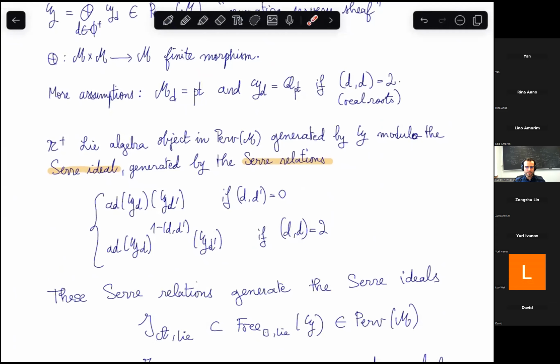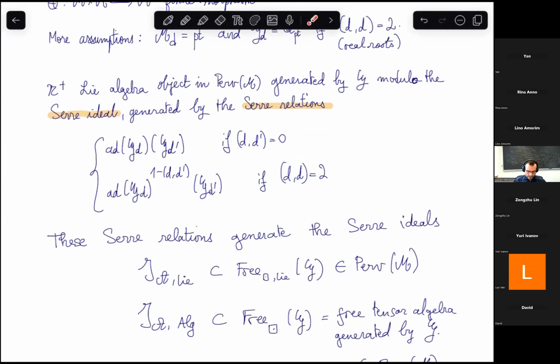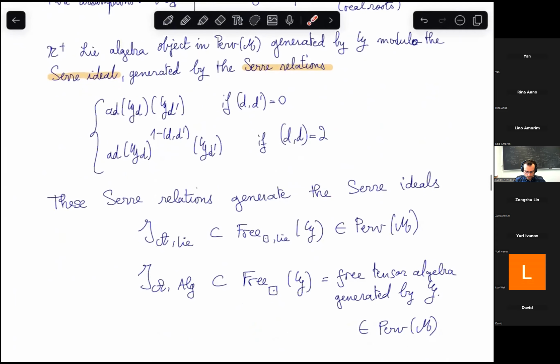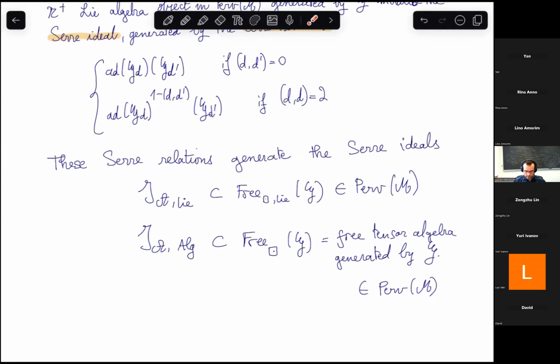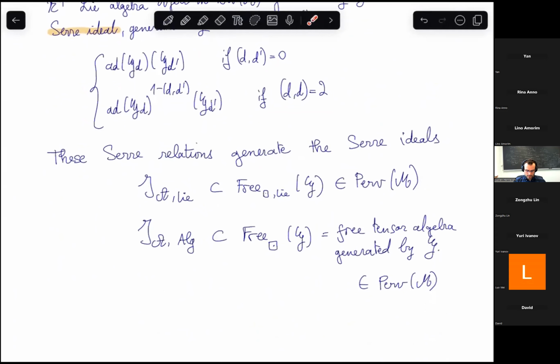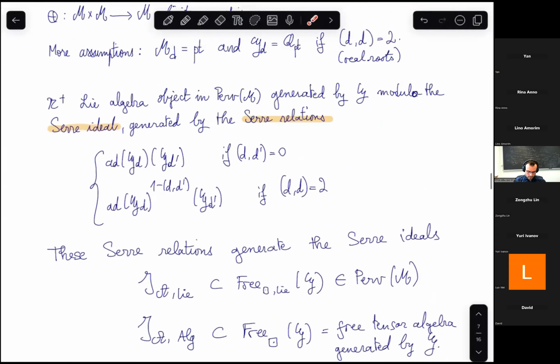Okay, so by Lie algebra generated, I mean you take the free Lie algebra generated by G, and you quotient out by the ideal generated in this monoidal category by these relations. This is a construction that works quite well. So the monoidal category is the perverse sheaves, and F is the monoidal category you are talking about. Yeah, it's a monoidal category also with this.